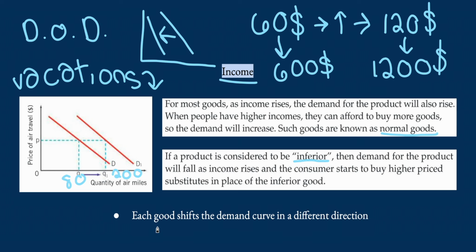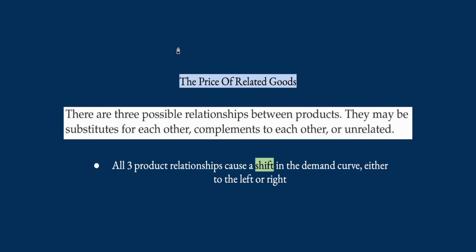And remember, each shift in income, and I should have specified that here, each good shifts the demand curve in a different direction depending on the determinant of income. Okay, next determinant, I should start labeling these. Number 2, the price of related goods, also known as the price of other goods in the same market. There are 3 possible relationships between products. They may be substitutes for each other, complements to each other, or unrelated, okay? But really quickly, let's talk about this as a generic determinant of demand, okay?